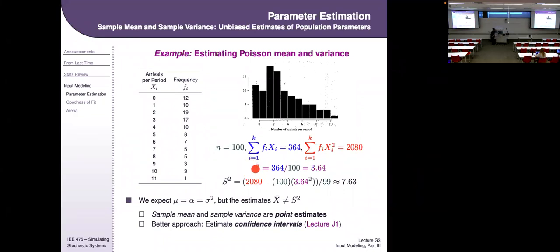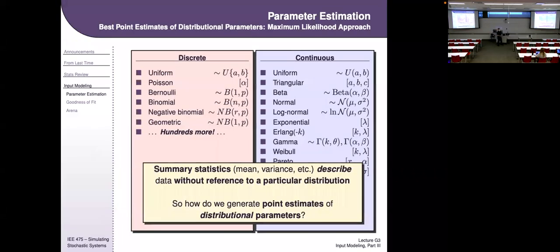mean. We can't assume the sample mean is equal to Poisson's mean, because by the same logic, we could assume the sample variance is equal to Poisson's variance. In that case, these two numbers should be identical, but they're not. So which one do we choose? That's what we need to learn how to do.